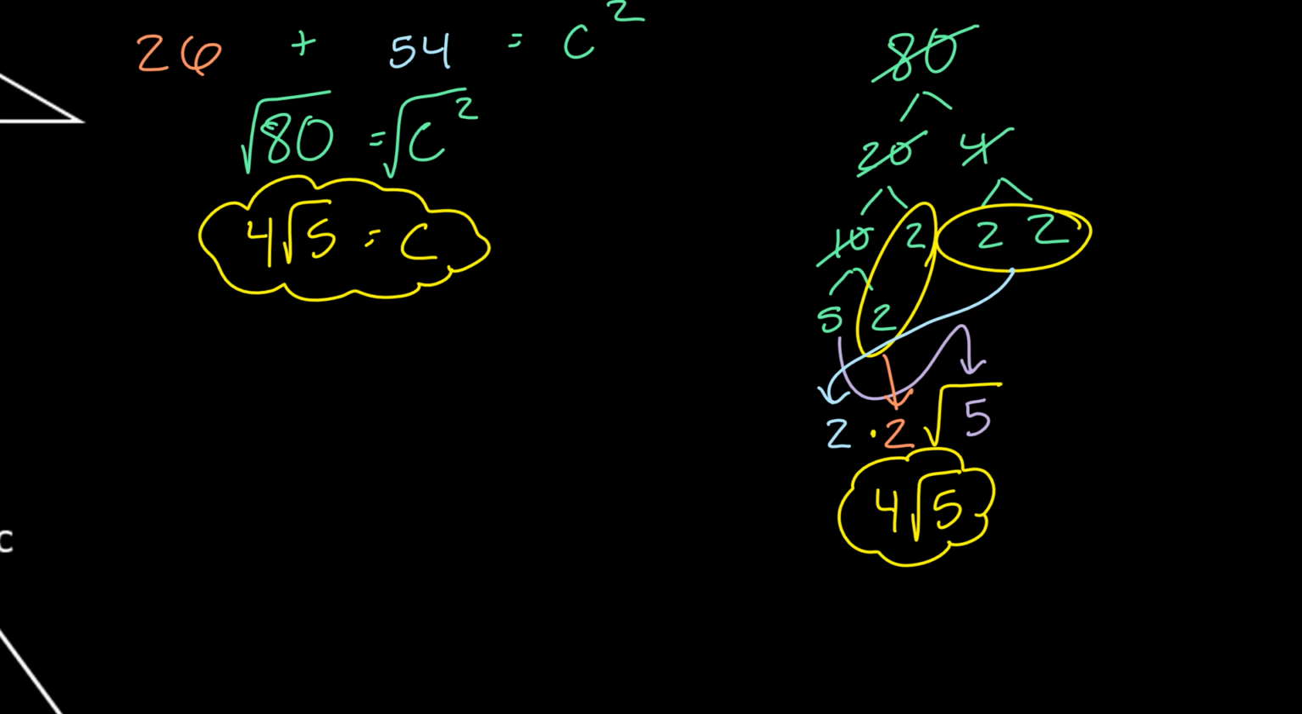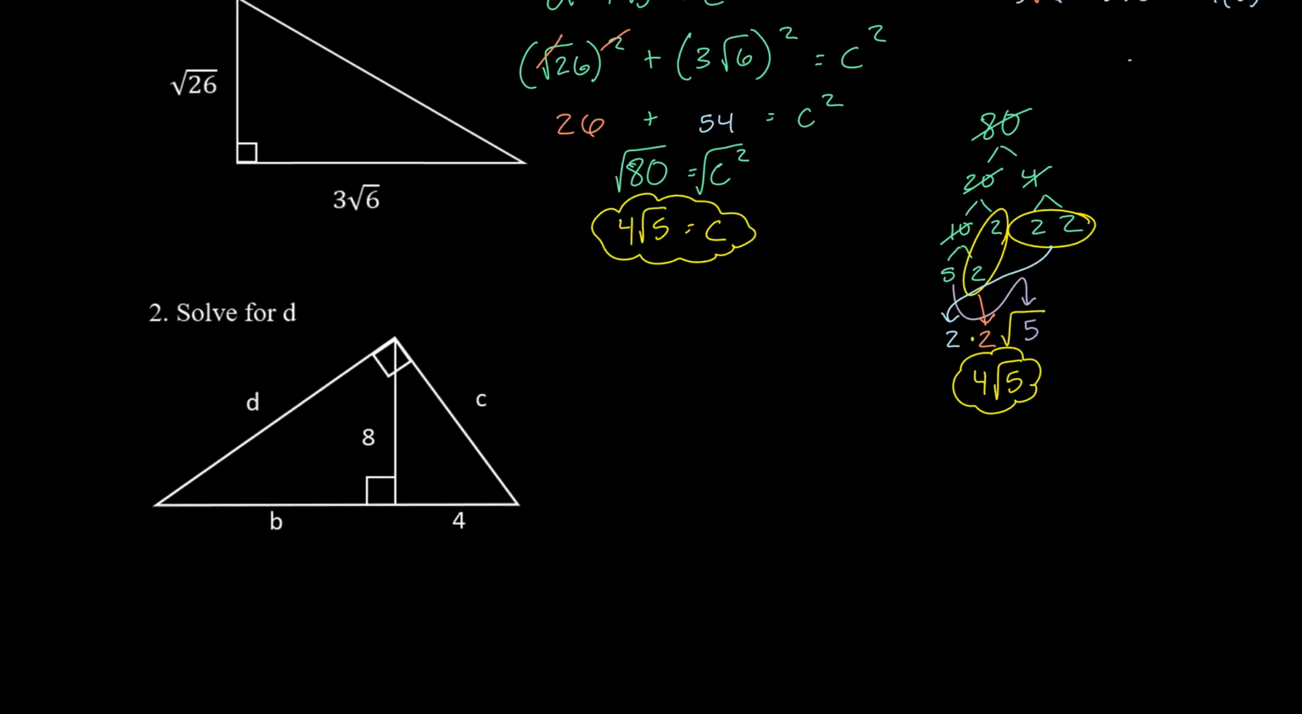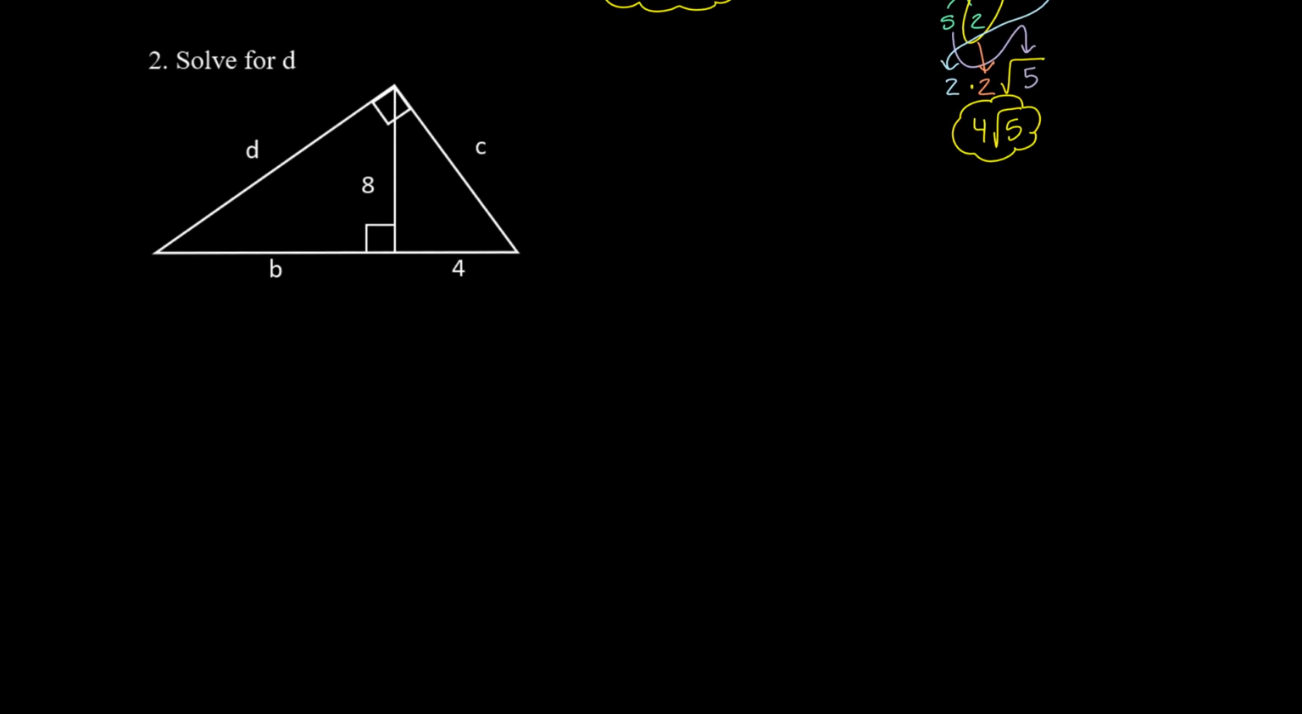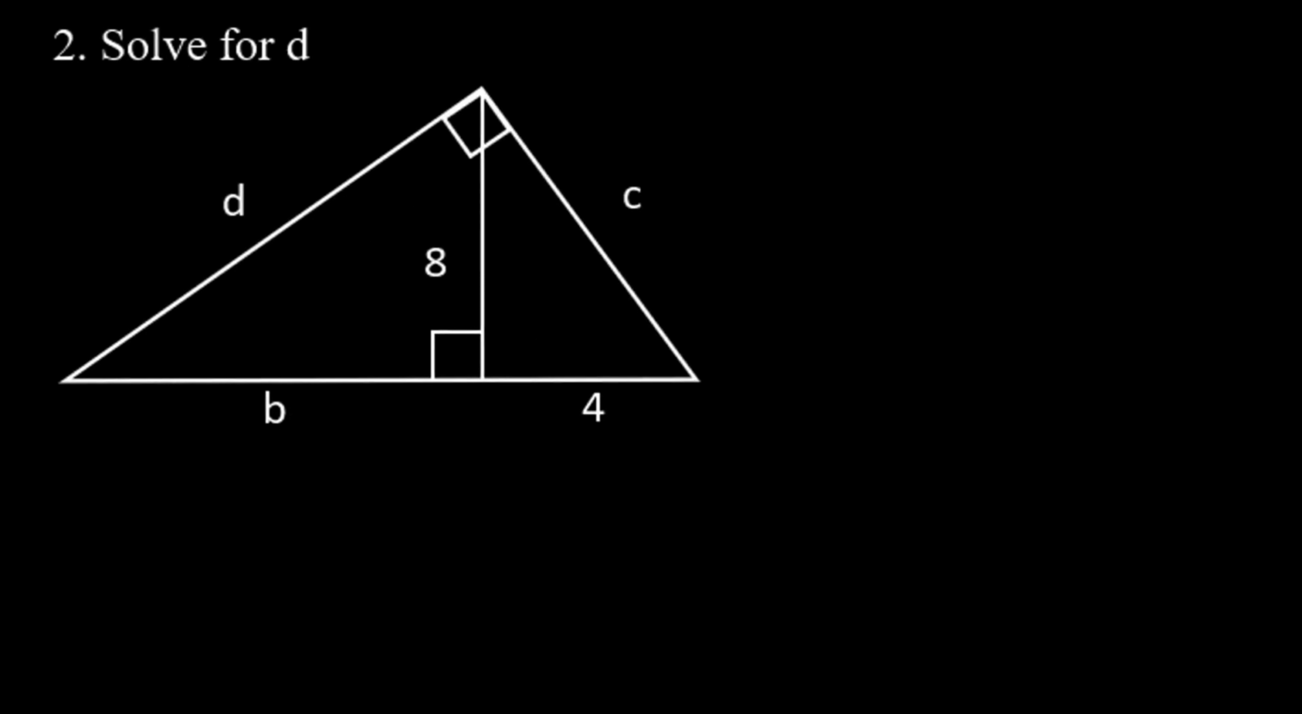Does that make sense? Okay. So now, number 2, solve for D. Is it easy, just boom, right off the bat, solve for D? Why not? So yeah, you have to know what method. So what method could I use here to solve for D?